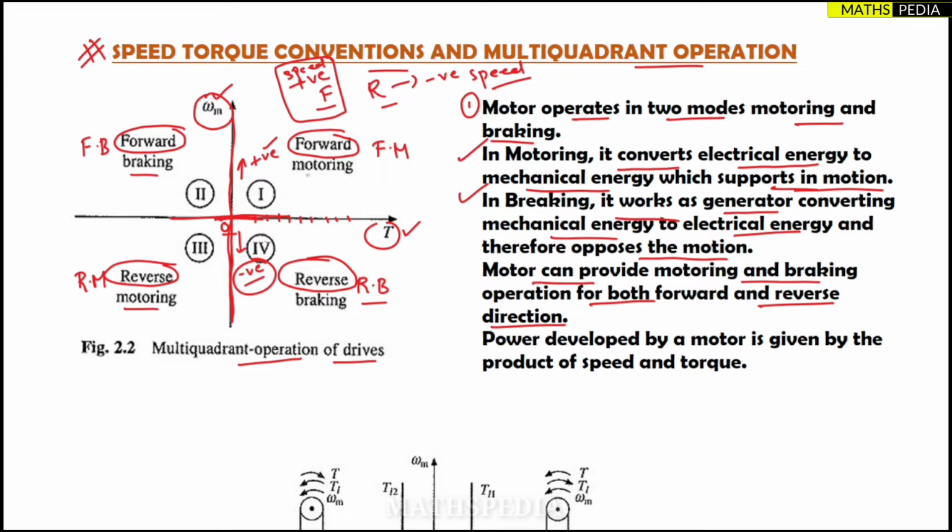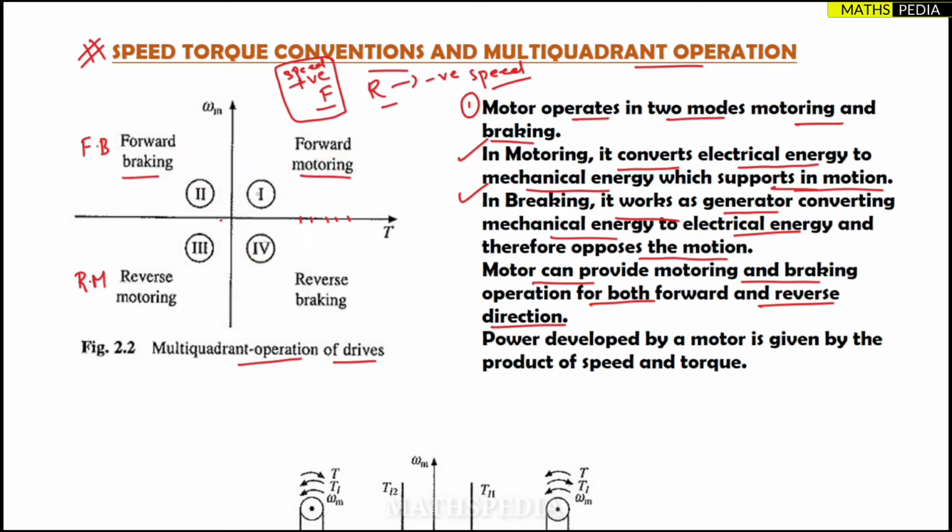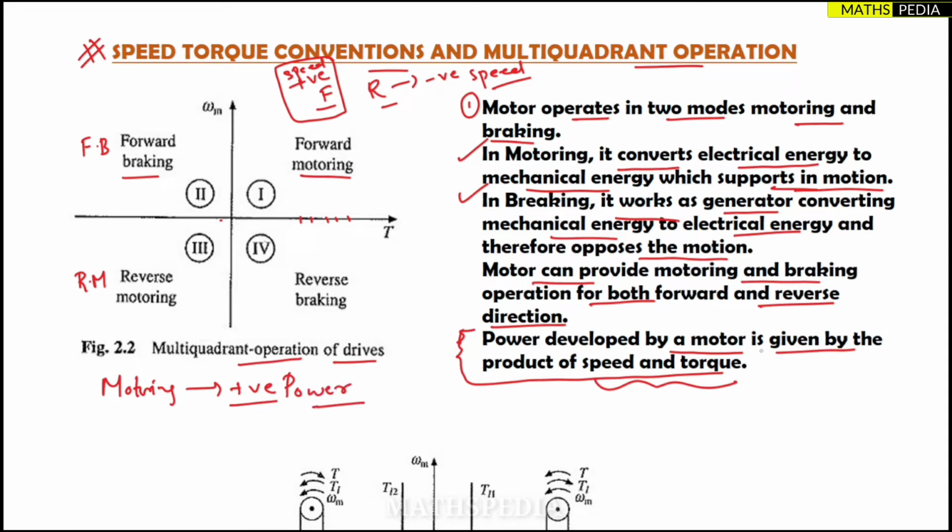Simple. Now what about motoring and braking? How did this come? Simple thing. Let me just erase this part. Now for motoring and braking, here I have considered one important point: power developed by a motor is given by the product of speed and torque. That means motoring will be positive power. Let me just write it over here. Motoring will be positive power. How can we get positive power? See, they have said it is a product of speed and torque, right?